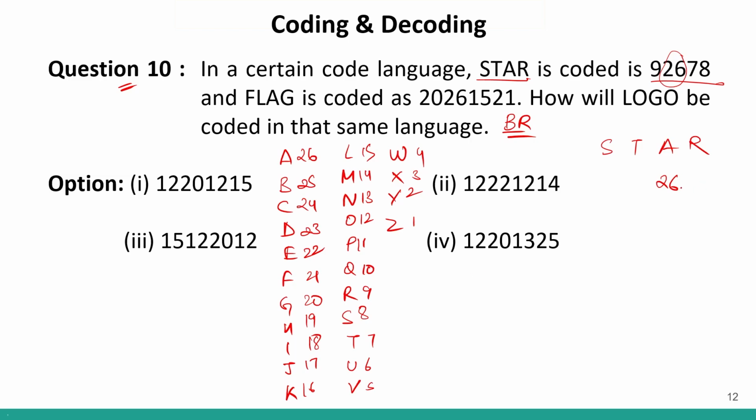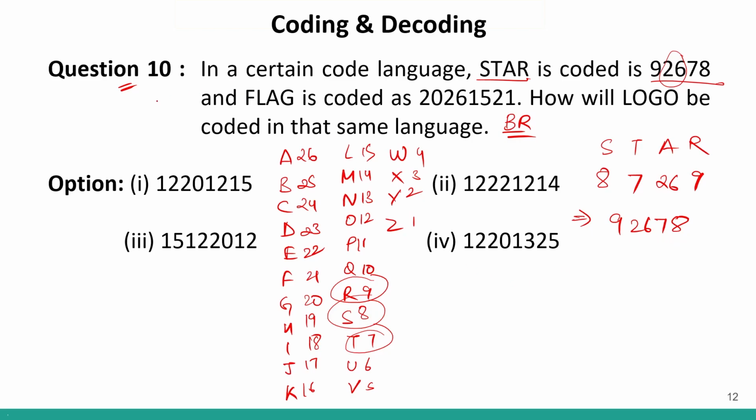So for A it is 26. For R it is 9. For T it is 7. And for S it is 8. So now if I write them in backwards or in reverse order, it will be 9, 2, 6, 7 and 8. This is the code. So basically backward ranks and then reverse.